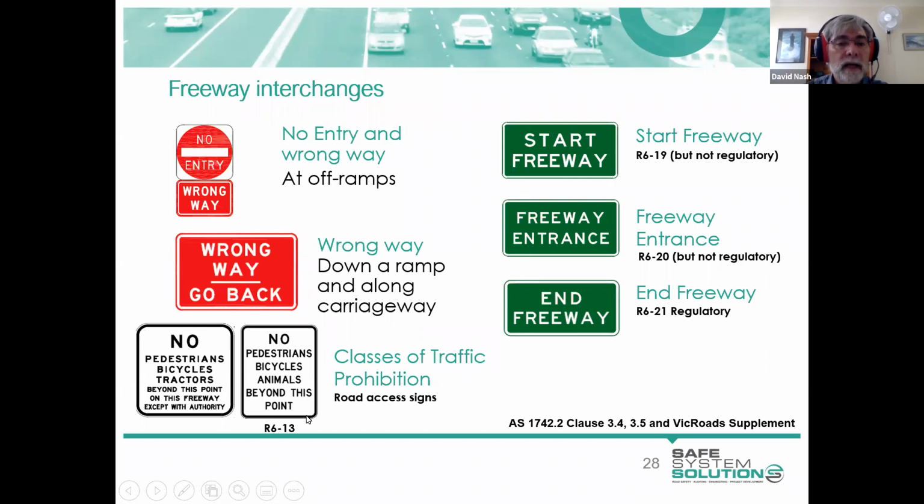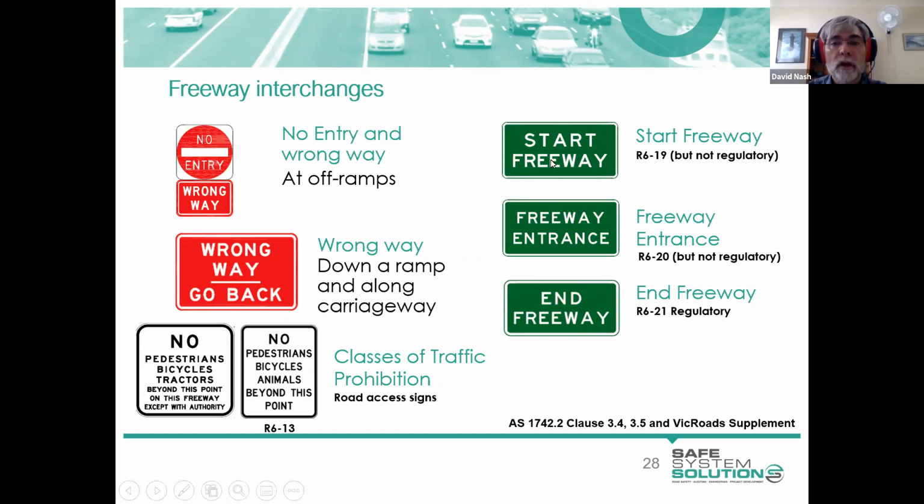These signs are actually regulatory signs. They're telling you no pedestrians, bicycles, tractors beyond this point, etc. And they're called road access signs in the road rules, and they actually have regulatory effect.